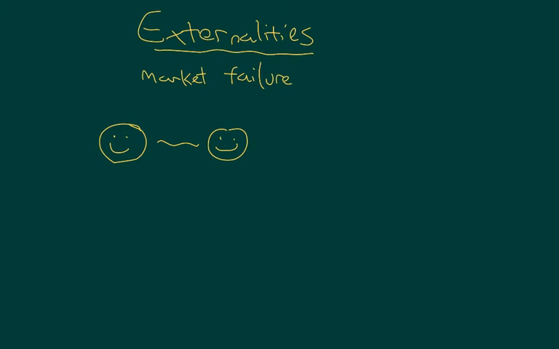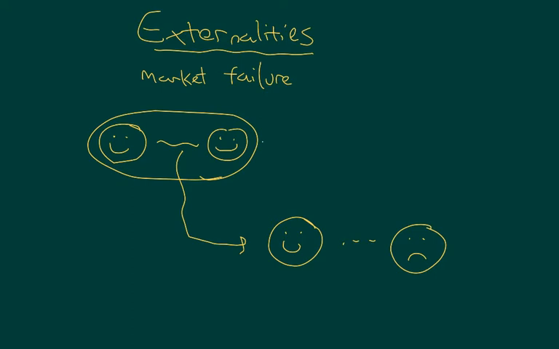But there are some transactions that affect other people, and sometimes those transactions can affect them in a good way. Sometimes it can affect them in a bad way. We start off with the bad ways because they're a little bit easier for us to understand. An externality is when two people do something that makes them happy, but a third person gets kind of screwed over in the deal. A good example of this is secondhand smoke.